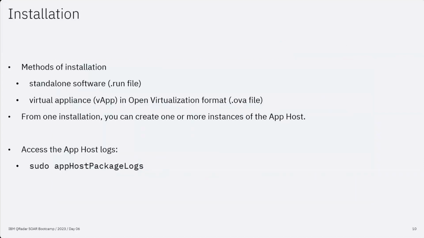Now, let's look at the installation methods. So AppHost is available to install in two formats. One is the standalone software .run file and the virtual appliance, which is the OVA format, Open Virtualization Format, quite similar to installation of our SOAR platform. Now, from one installation, you can create one or more instances of AppHost. You can create multiple app hosts from the same image. And if you encounter any problems with the deployment or pairing, you can access the app host logs using this command, sudo app host package logs.